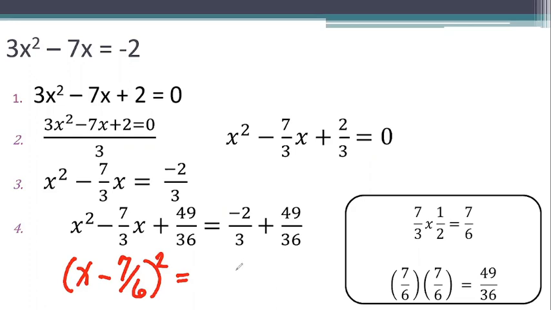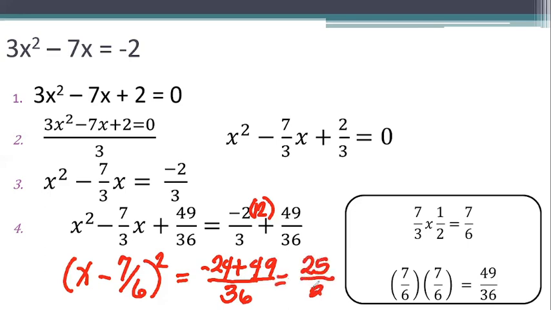Now, we're going to get the LCD of our given fractions, which is 36. 36 divided by 3 is 12 times negative 2, that is negative 24. Then plus 36 divided by 36 is 1 times 49, that is 49. We add negative 24 plus 49, that is 25 over 36. So our equation becomes x minus 7 over 6 squared equals 25 over 36.